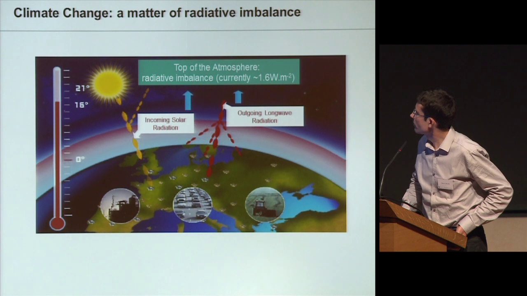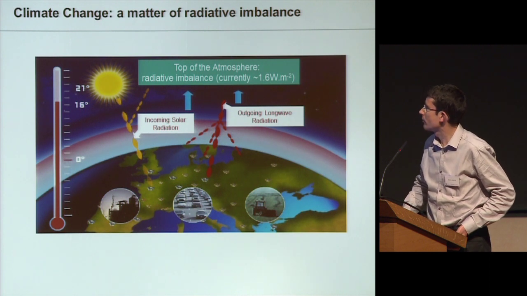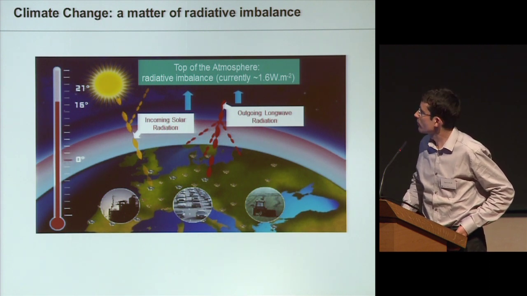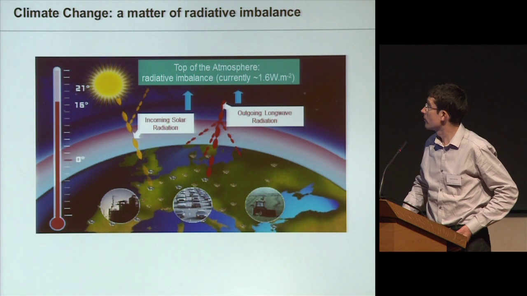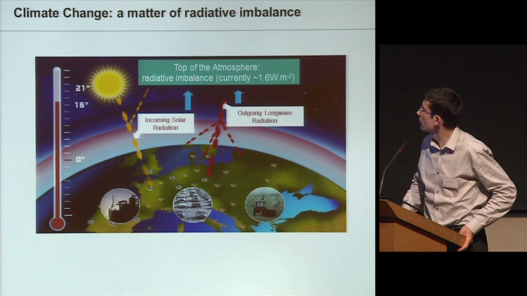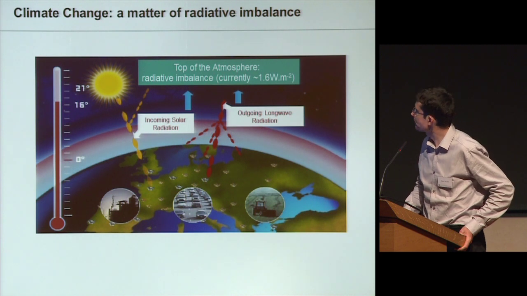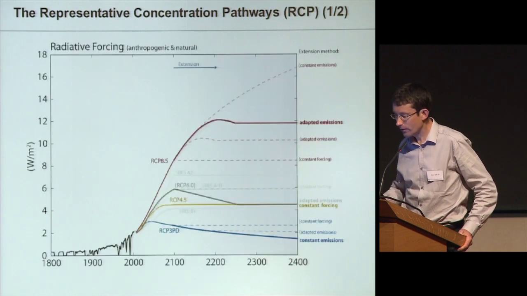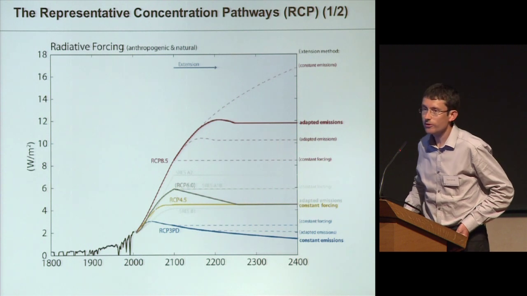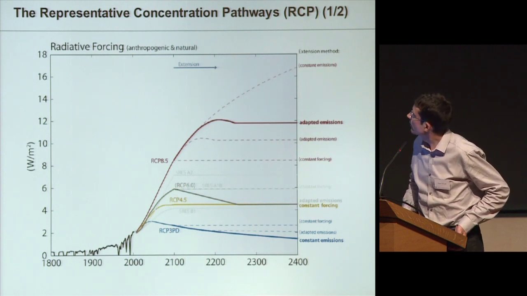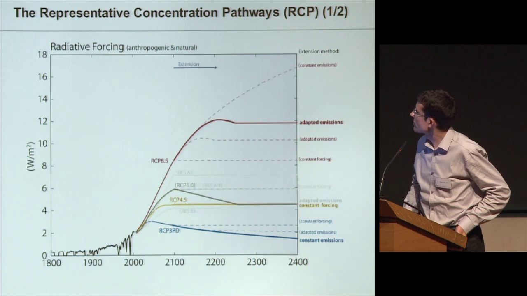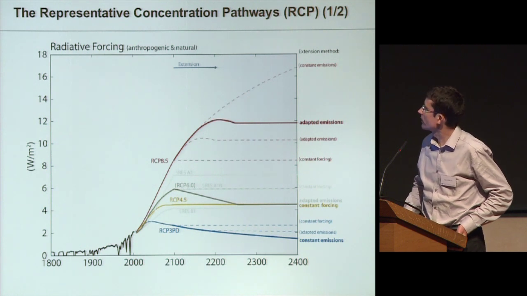in our models. So this is a naive picture of the greenhouse effect with the solar light coming in and outgoing long-wave radiation at the top of the atmosphere. So the imbalance is currently something like 1.6 watts per square meter for the entire planet. And actually, the new method to drive future climate simulations is the following.